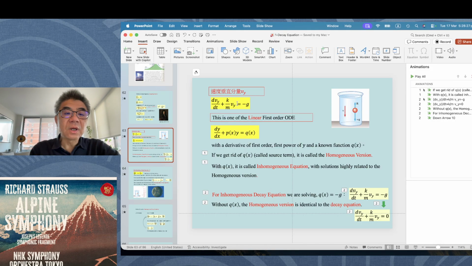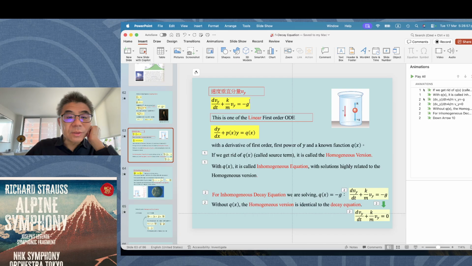However, for the vertical component, there is a gravitational force. Therefore, there is a minus g on the right-hand side. Okay, so this minus g is independent of the function we are going to solve, Vy. Therefore, this minus g actually changed the whole character of the solution.